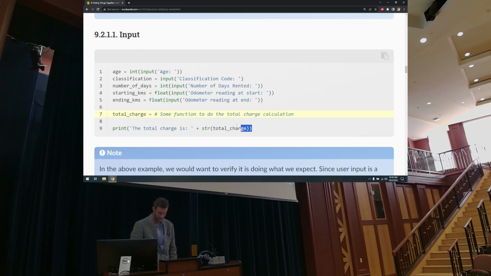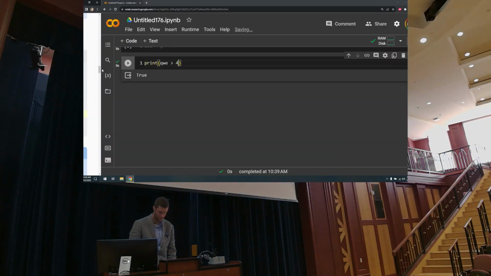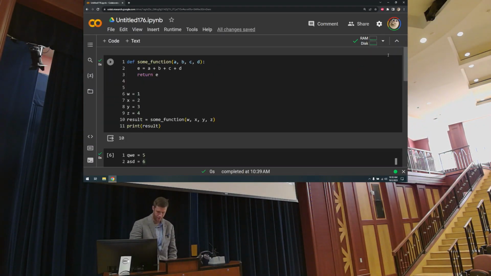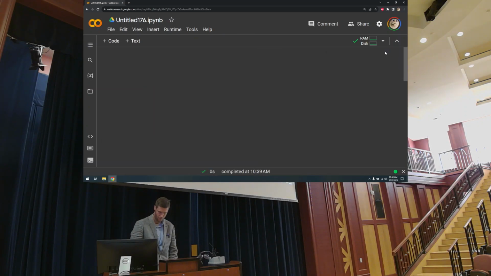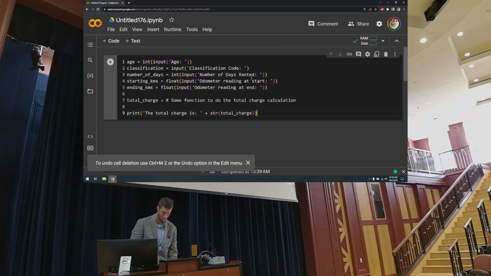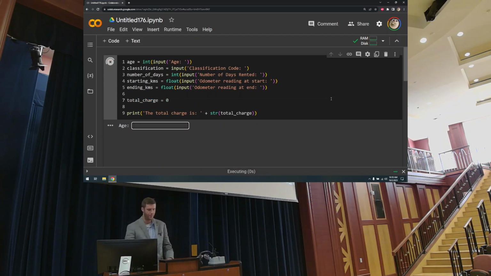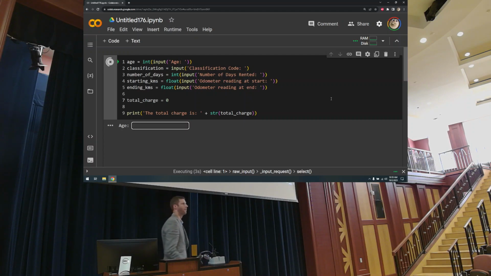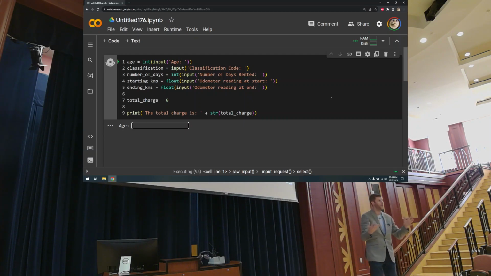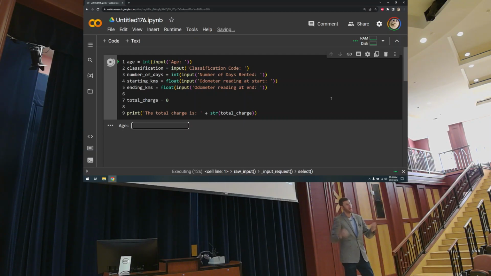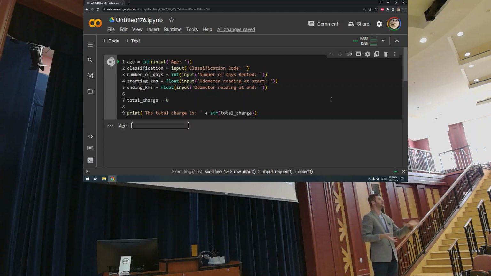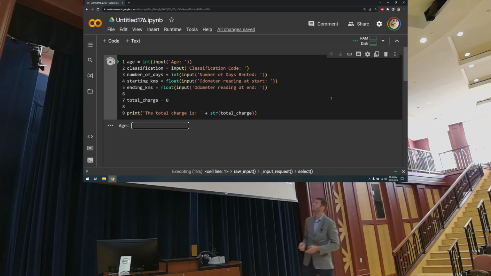So here's my base. Let's clear all this out. Okay, obviously, this isn't going to work because I don't have that, but here's the general idea of what I want to have. I want to ask for input. Then based on that input, I'm going to do some calculation. And then once that calculation is done, I want to print out the result. So that's what I have here. This is the general idea.